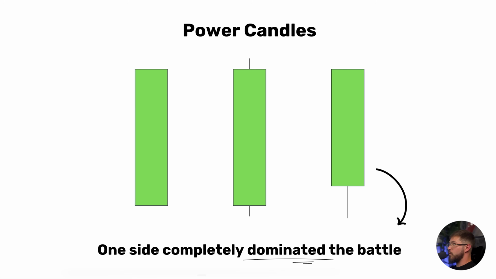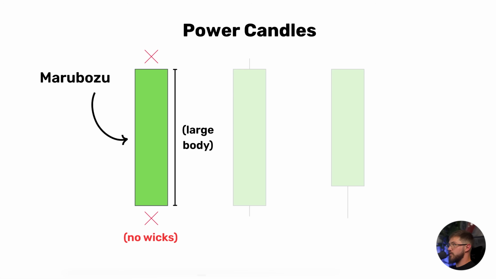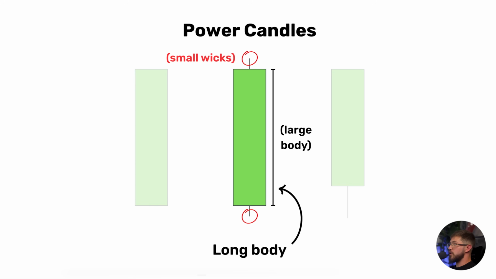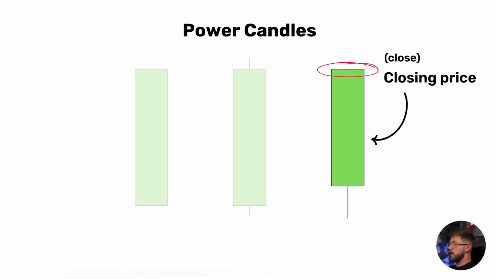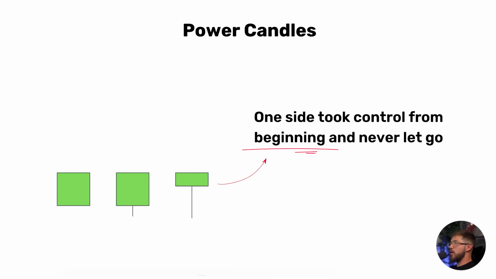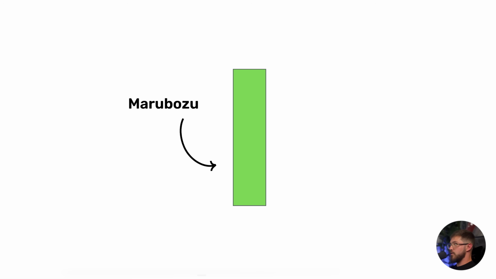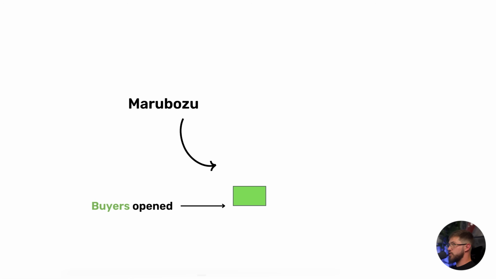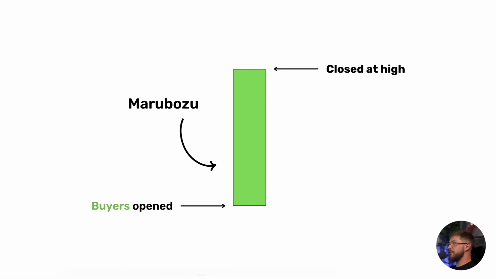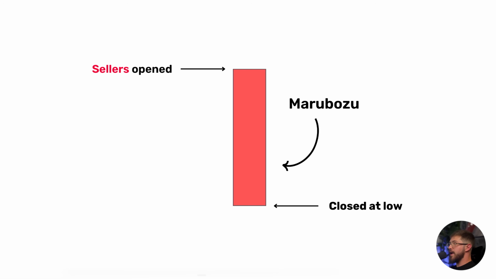Power candles show you when one side completely dominated the battle. The patterns in this category are marubozu candles, which are large body candles with no wicks, long body candles, which are long bodies with very small wicks, and closing price candles, which are candles that close at or near their extreme. What makes all power candles the same is what they're showing you. One side took control from the beginning and never let go. When you see a big green marubozu candle, the buyers opened and immediately took charge and closed at the high without any meaningful resistance from sellers. When you see a big red marubozu candle, sellers did the exact same thing but in reverse.